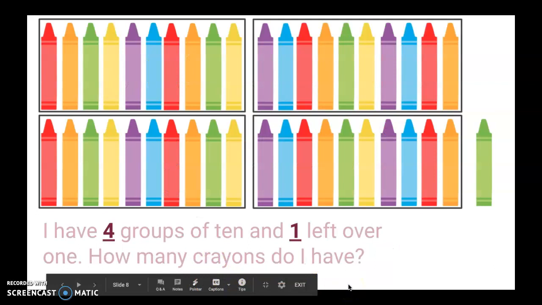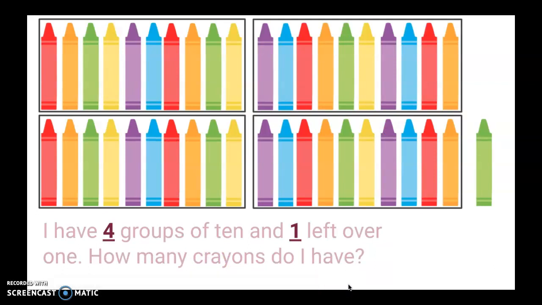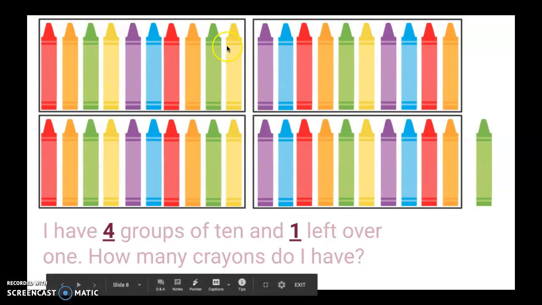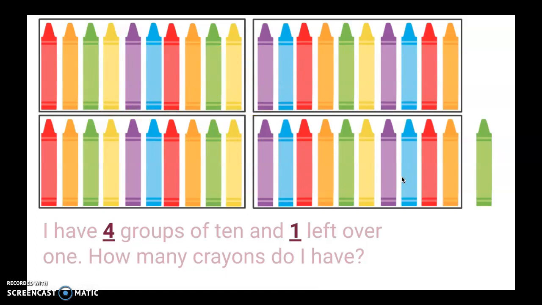What if I already know how many groups of 10 I have? I have crayons, but I know I have 1, 2, 3, 4 groups of 10 and 1 left over. How many crayons do I have? 4 groups of 10 and 1 left over.